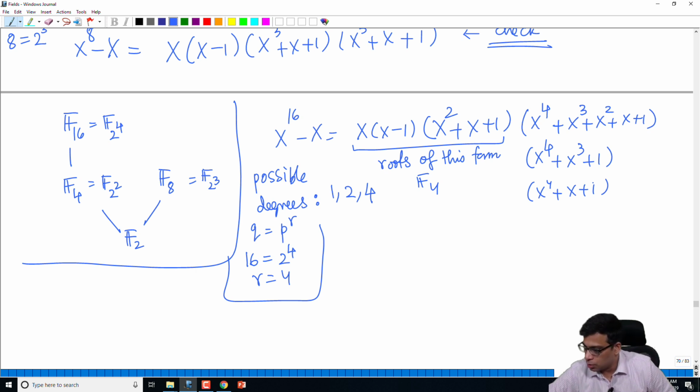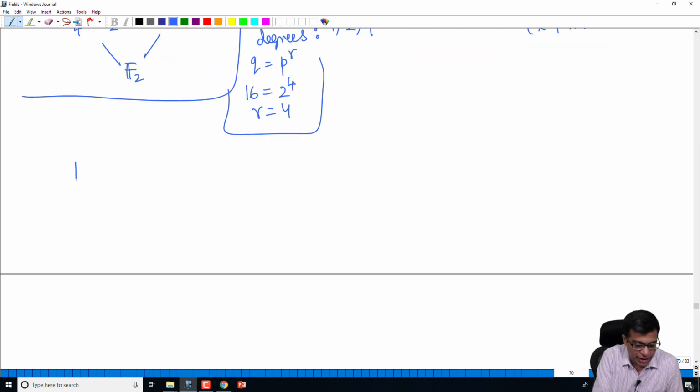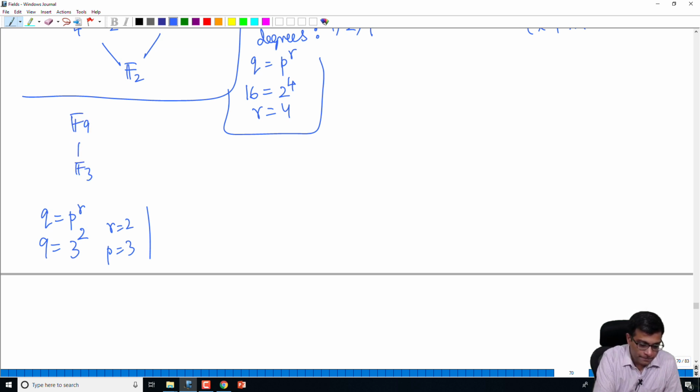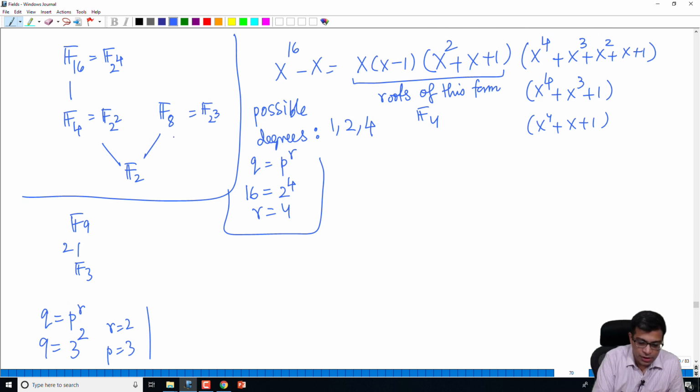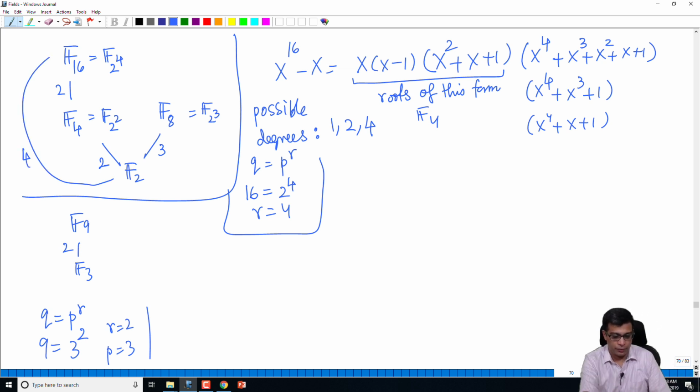Okay, so now one more example, let's look at F9. So here q is 9, that means 9 is 3 squared, so r is 2 and p is 3. So F9 is a degree 2 extension of F3. So also I should finish this, put numbers here. So this is a degree 3 extension F8 of F2, this is a degree 2 extension, this is another degree 2 extension, and this is a degree 4 extension, as we know, also confirmed by the multiplicativity of degrees.